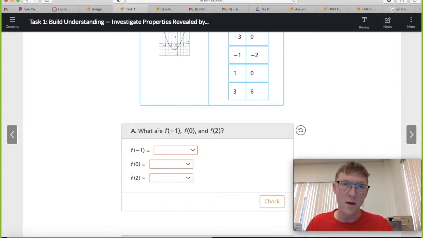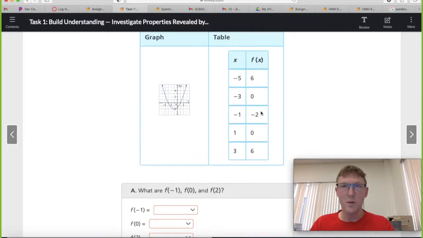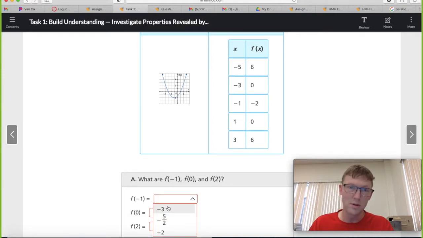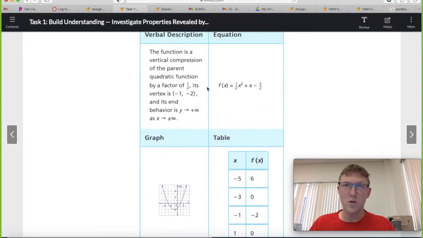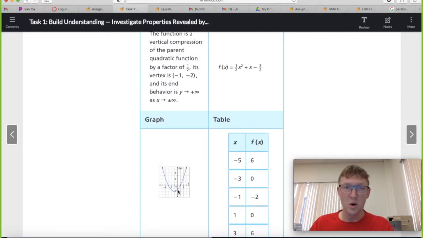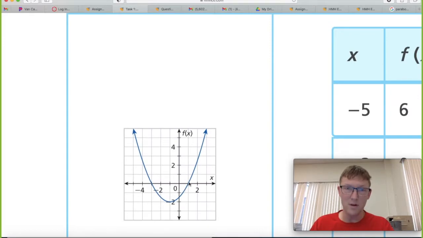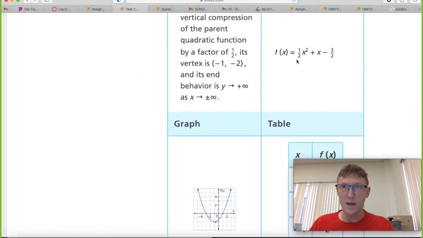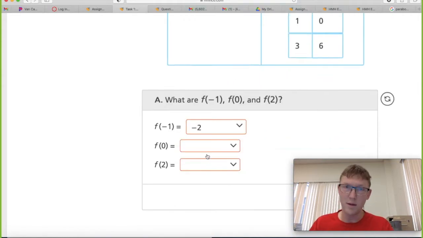So what is f of -1? My first thing is I'm going to look at this chart. f of -1 is -2. Cool. Too easy. f of 0: if I look at my chart, I don't have a 0. So I can plug it into my function, or I could look at my graph here. f of 0 would be that part right there when x equals 0. Or if I plug it in up here, that zeroes out, and you just have -3 halves.